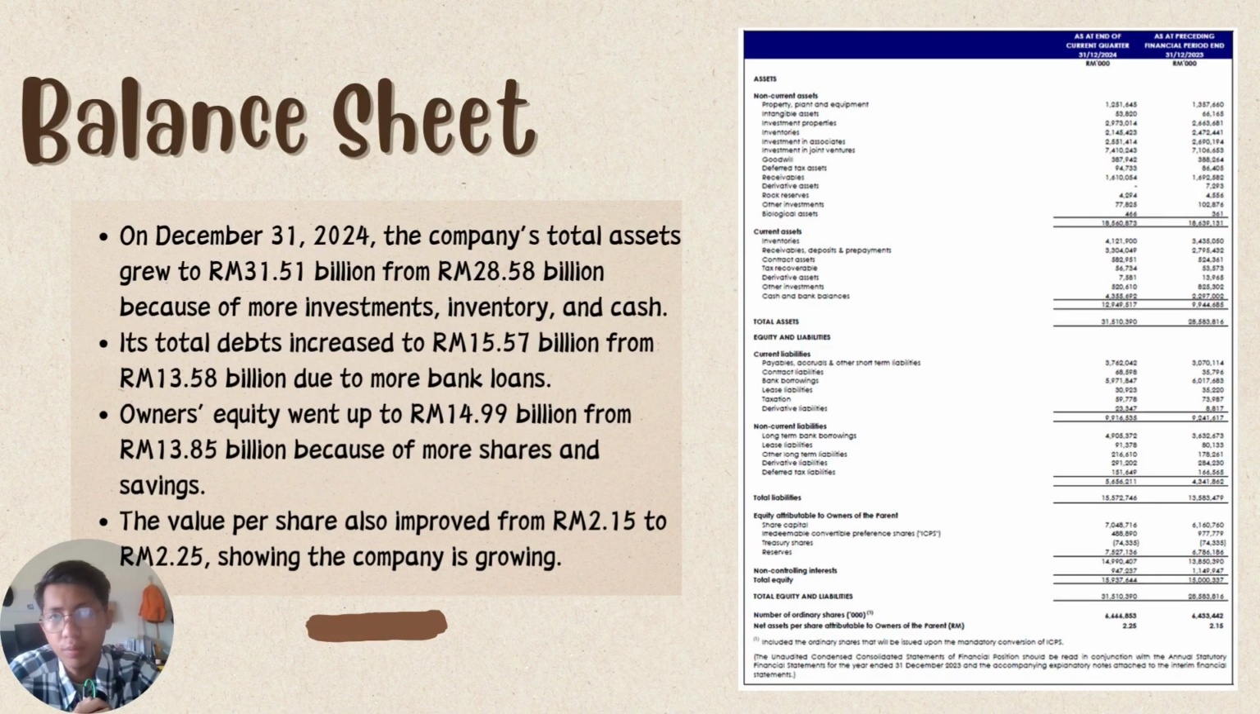For this project, we use the Sunway company financial report to analyze the company performance. So this is the balance sheet for Sunway as at 31st December 2024. On December 31, 2024, the company's assets grew to 31.55 billion from 28.58 billion because of more investment properties, inventory and cash balance. Its total debt increased to 15.57 billion from 13.58 billion due to more bank loans. Owner equity went up to 14.99 billion from 13.85 billion because of more shares and savings. Lastly, the value per share also improved from 2.15 ringgit to 2.25 ringgit, showing the company is growing.